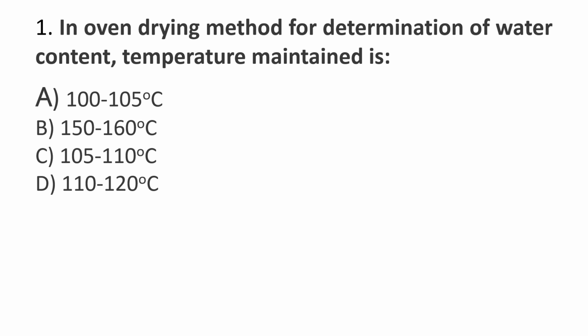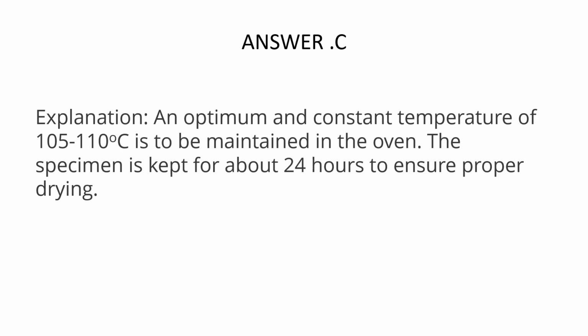Coming to the first question, in oven drying method for determination of water content, temperature to be maintained is option A 100 to 105 degrees Celsius, option B 150 to 160 degrees Celsius, option C 105 to 110 degrees Celsius, and option D 110 to 120 degrees Celsius. Here the correct answer is option C, which is 105 to 110 degrees Celsius.